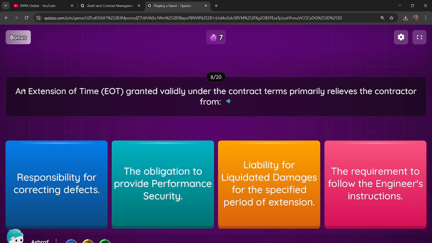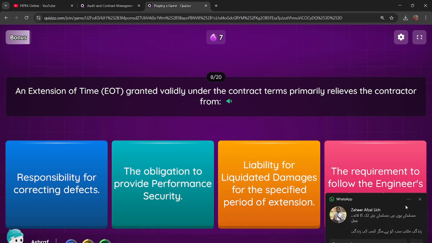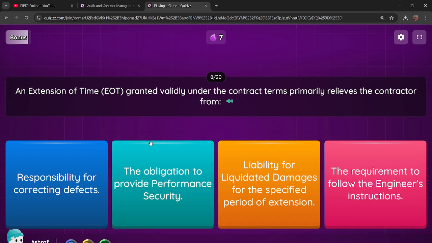Question: an extension of time, EOT, granted validly under the contract terms primarily relieves the contractor from Option 1, responsibility for correcting defects. Option 2, the obligation to provide performance security. Option 3, liability for liquidated damages for the specified period of extension. Option 4, the requirement to follow the engineer's instructions.